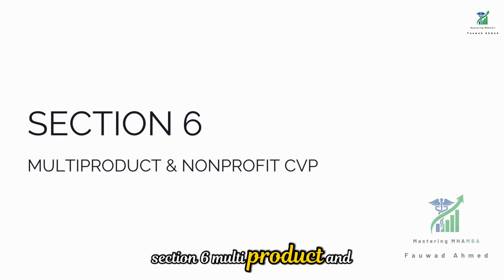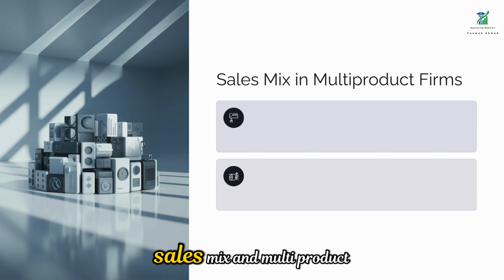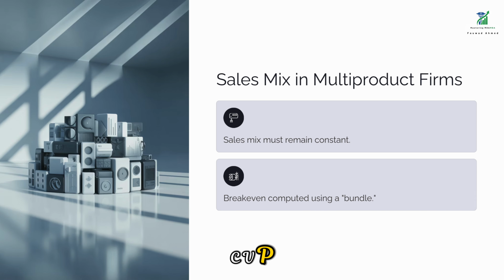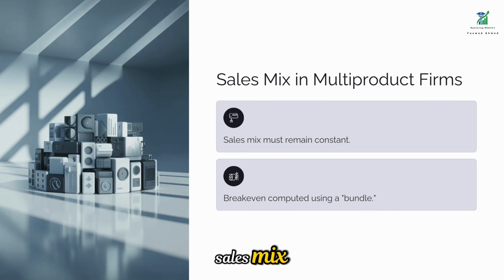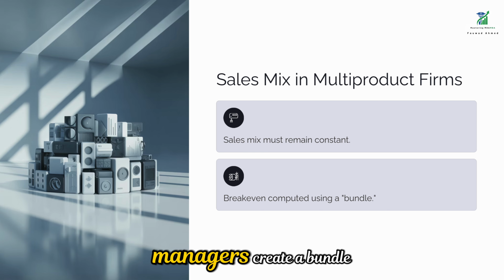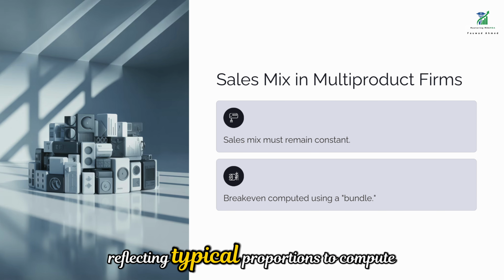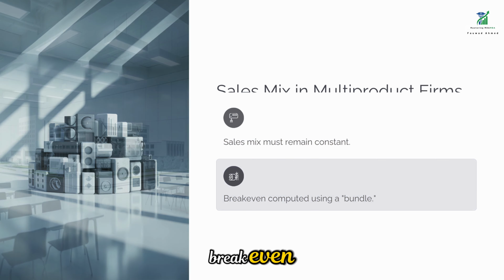Section 6. Multi-product and non-profit CVP. Sales mix and multi-product CVP. When companies sell multiple products, break-even depends on the sales mix. CVP assumes the sales mix remains constant. Managers create a bundle reflecting typical proportions to compute break-even.